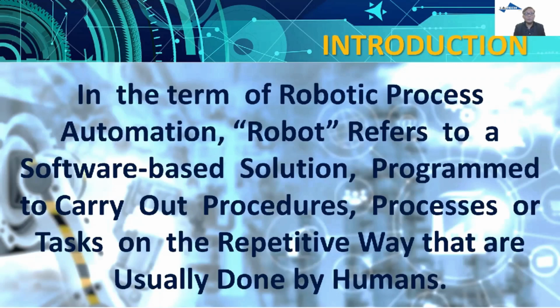In terms of robotic process automation, robot refers to a software-based solution programmed to carry out procedures, processes, or tasks in a repetitive way that are usually done by humans. So when you say robot in RPA, we're talking about software. It's the intangible part of the computer.